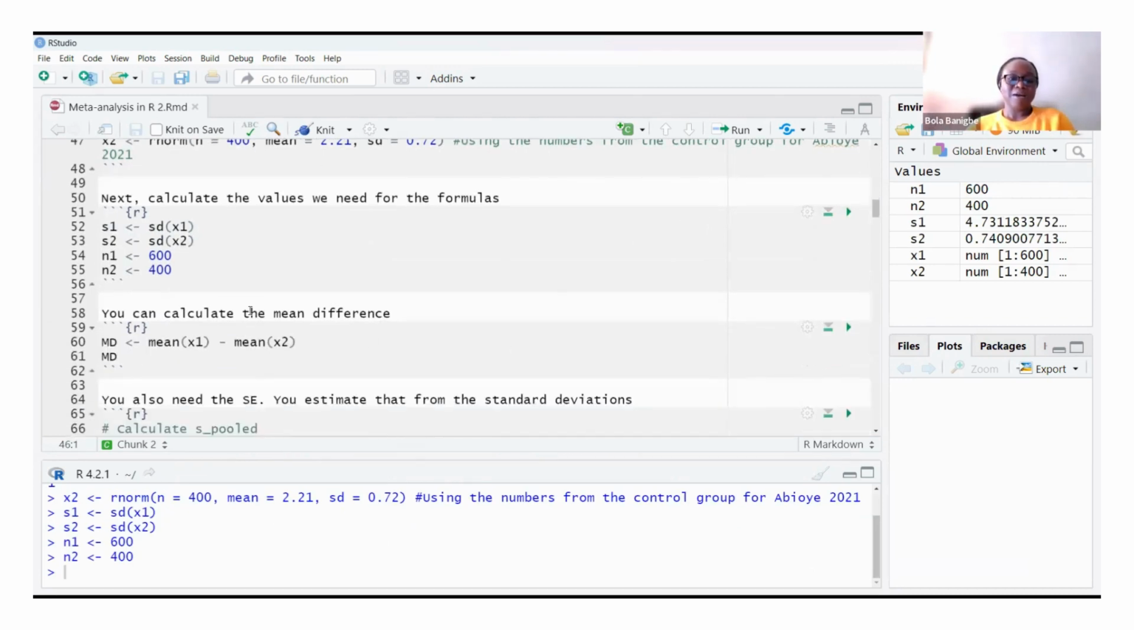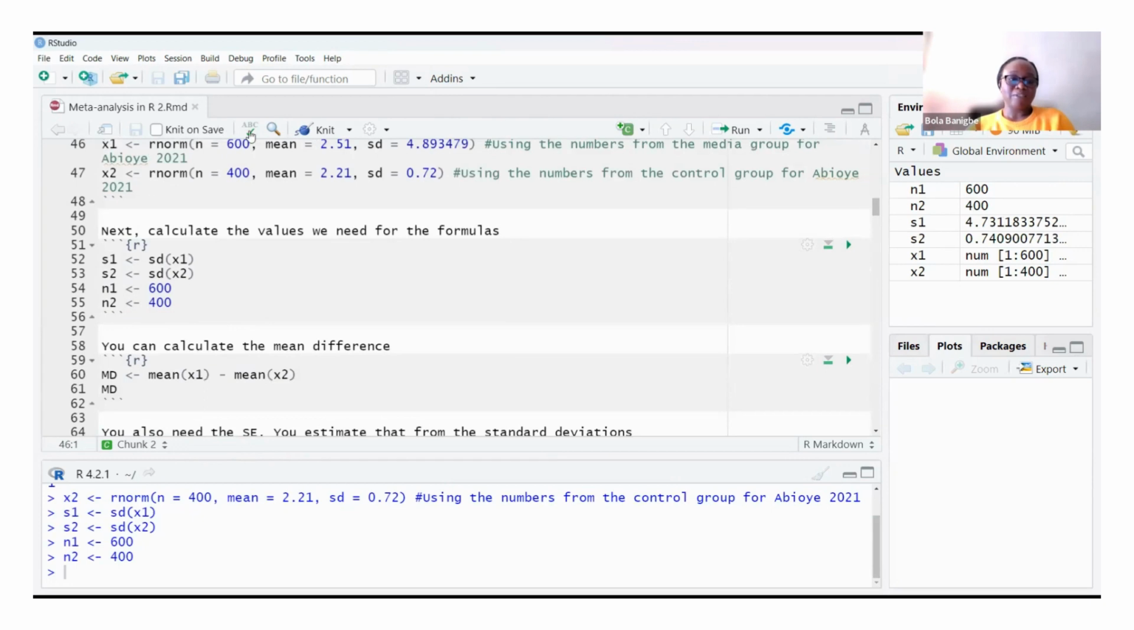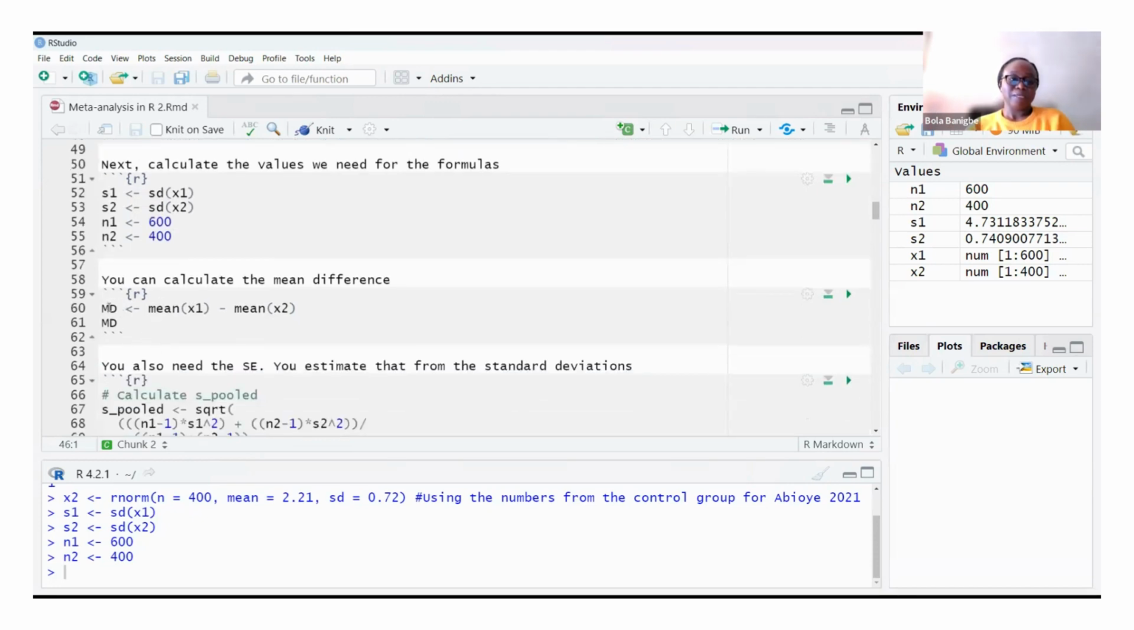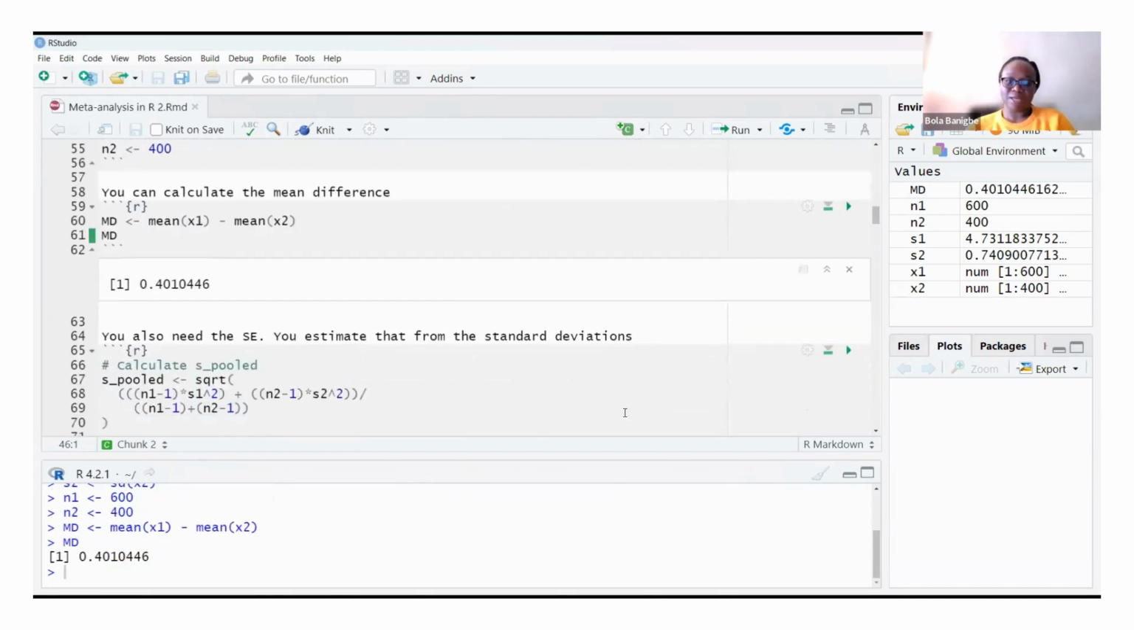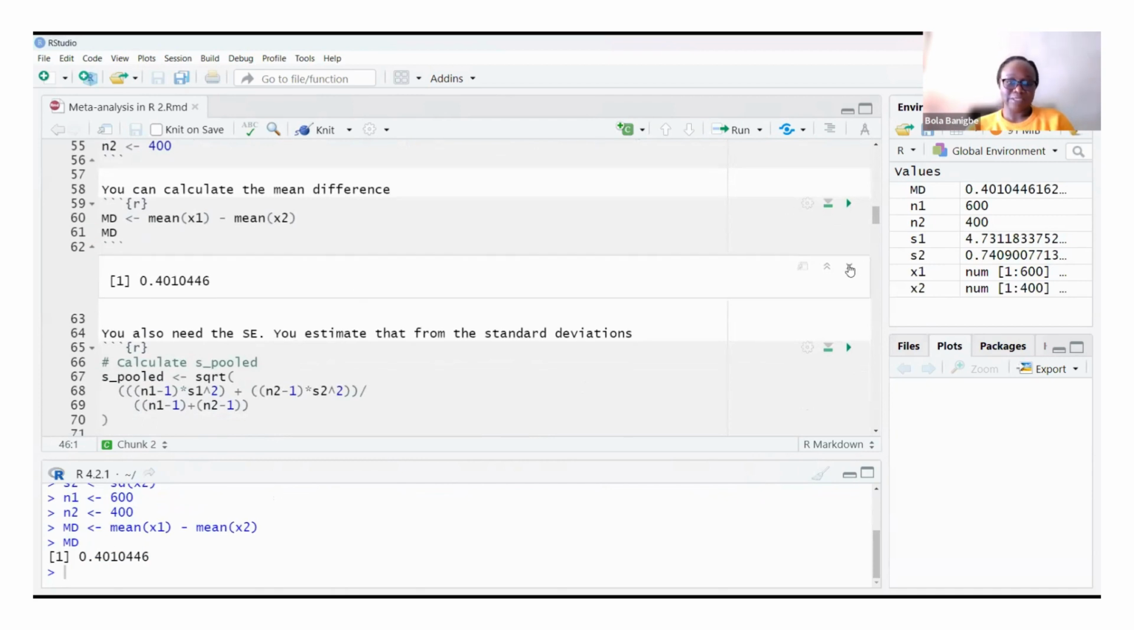So now I've told R the mean for the first group is 2.51. The mean for the second group is 2.21. I've told R the standard deviation. So the mean difference is just the mean of X1 minus the mean of X2. If you do that, R tells you this is the mean difference, right?